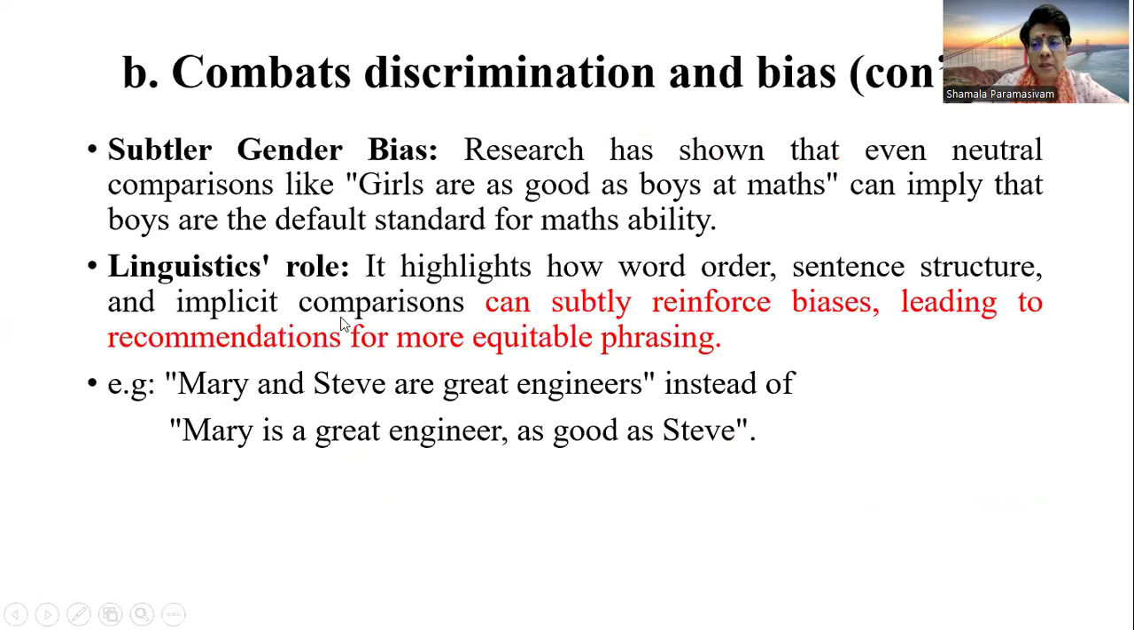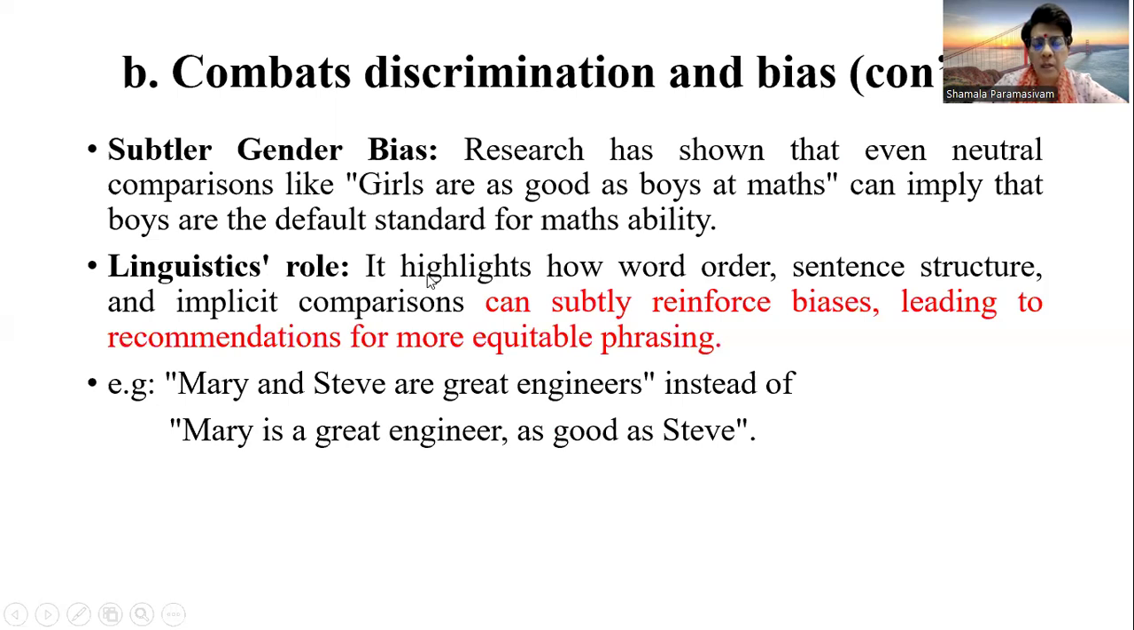Now, linguistics can also uncover subtler gender bias. For instance, look at this sentence. Girls are as good as boys at maths. It looks neutral. However, underlying this, the standard for maths ability is more towards boys, right? Boys are the default standard for maths ability. Girls are as good as boys. So there is gender discrimination in this sentence.